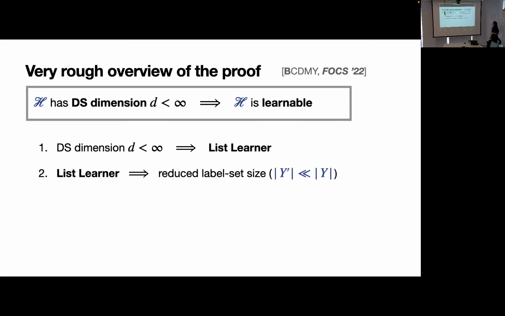So if we initially had a label space Y, which was maybe infinite, we're now able to get a reduced label space Y prime, where we do that by mapping. The new label space would be the size of the list, and the true label would now be the position of the original true label within the list. Once we have that, we essentially have a proxy class with a reduced label space. We're able to apply other techniques to learn that reduced label space class.